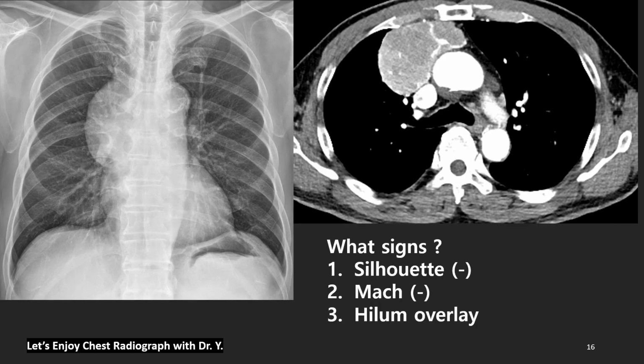What about this image of an anterior mediastinal mass? We are familiar with this film. Yes, silhouette negative, because the anterior mediastinal mass is not in contact with the hilar vessels, so the hilum and mass are separated. That is silhouette negative, and the mass margin is Mach negative. And also, I'll explain later, that is the hilum overlay sign.